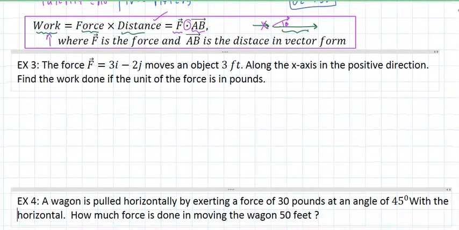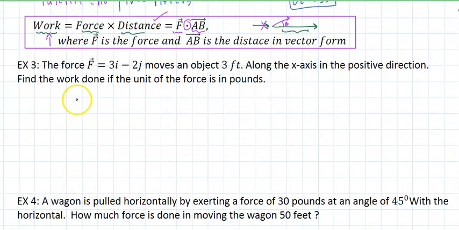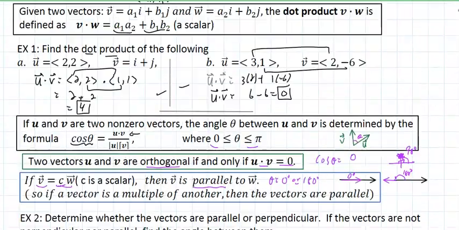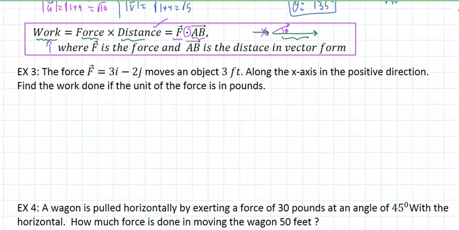So I'm going to have two examples for you. Example 3. Given the force as a vector, well, that's very good. I don't need to do much work on that. The force moves an object 3 feet along the x-axis. Okay, if it moves it 3 feet along the x-axis, wouldn't you say the distance vector 3 along the x-axis in the positive, isn't that 3, 0?